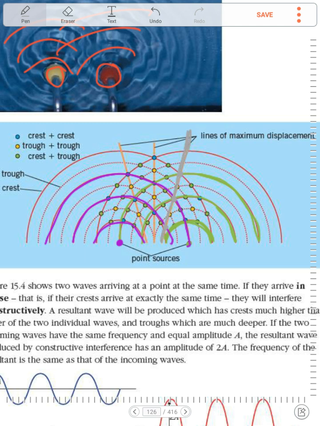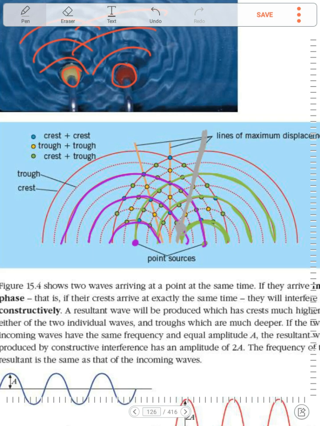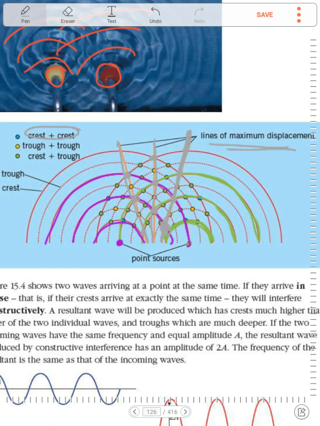okay, are coming from maximum displacements. Okay, what is the maximum displacement here? That the crest and the crest meet together. Okay, here again we have crest and crest. Okay, and here again we have intersection from the two waves. So these lines are the lines of maximum displacement.